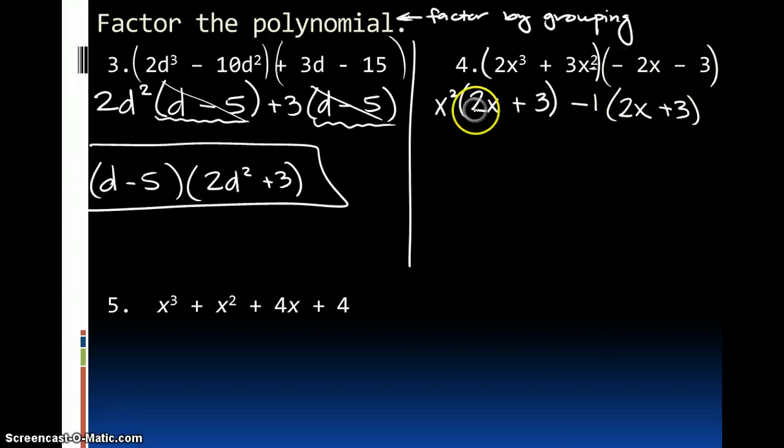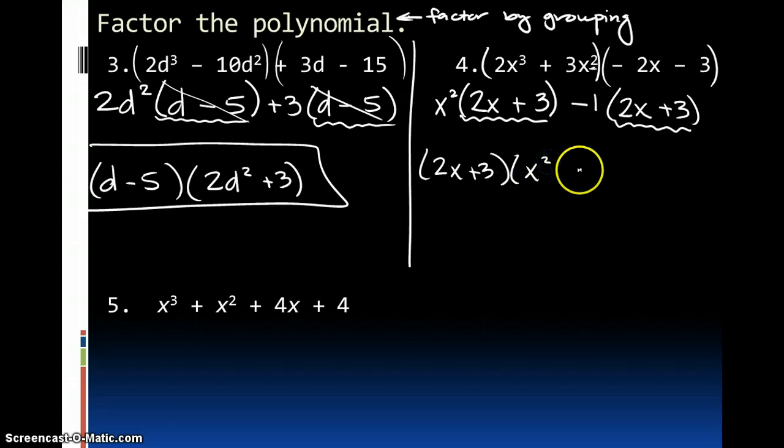Now I'm looking at it, and it looks like I did it correctly because I have the same thing here and here. So I'm going to factor that out. 2x plus 3. Left over is x squared minus 1. Now, this is where all the magic happens. It's good stuff. We can do a little bit more.